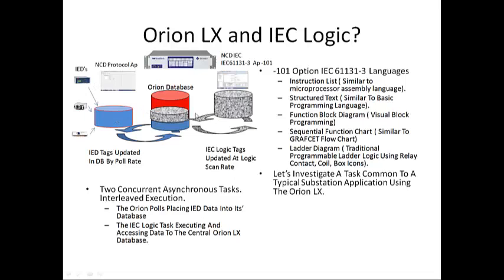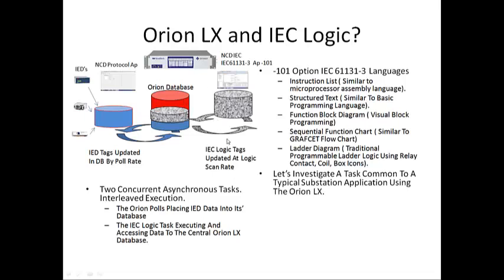The cylinder on the right-hand side illustrates the programming environment for the IEC languages, which include instruction list, structured text, function block diagram, sequential function chart, and ladder diagram. On this slide, within the parentheses, are the similarities to some of the common languages which you may have encountered in other environments, such as assembly language, graph set, ladder logic from a programmable logic controller, or other visual or structured text languages. The arrows beneath the cylinder on the right-hand side also show the update of the various tags which are passed between the IEC 61131-3 language and the Orion database.